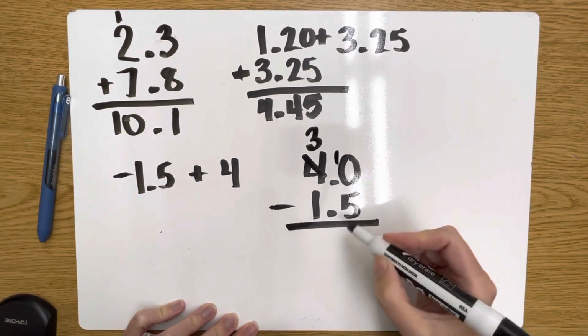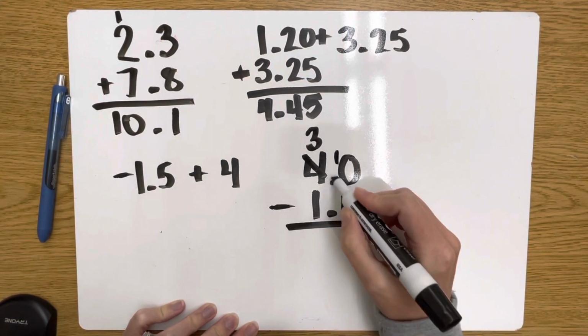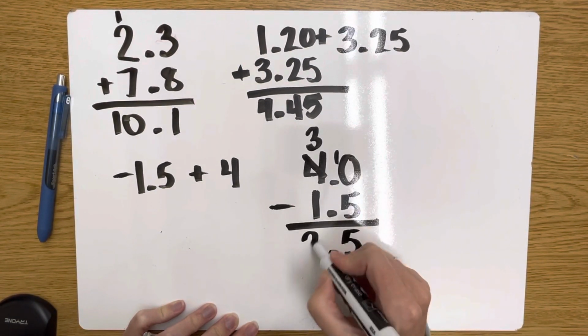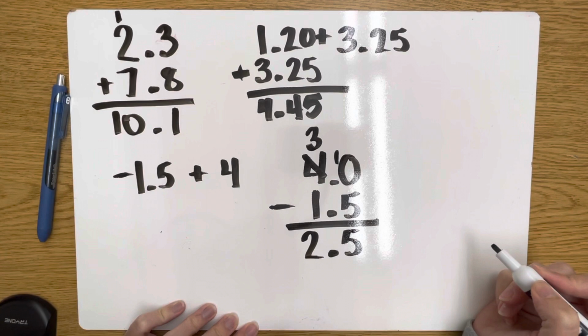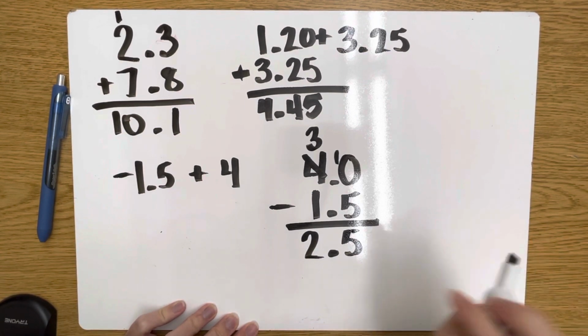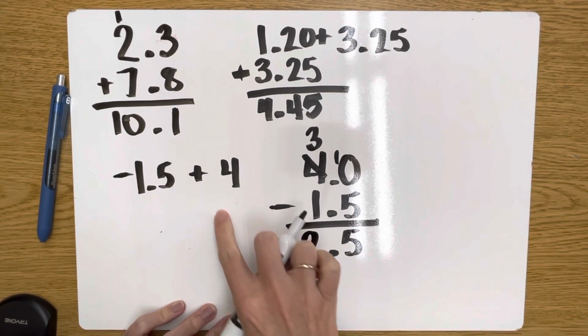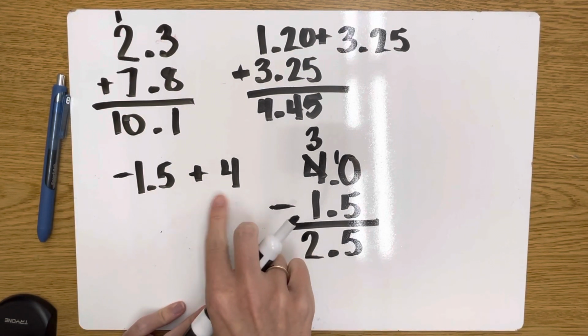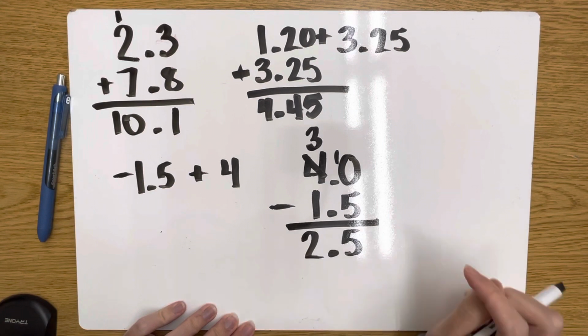10 minus 5 is 5. Keep my decimal. 3 minus 1 is 2. So 2.5 would be that answer. And since we had more positives, our answer would be positive. If we would have had more negatives, then we'd have a negative answer.